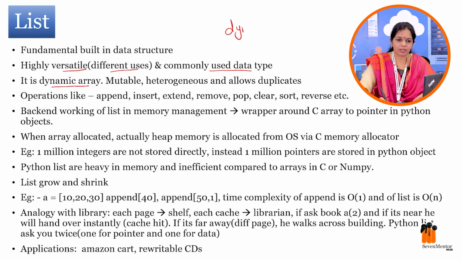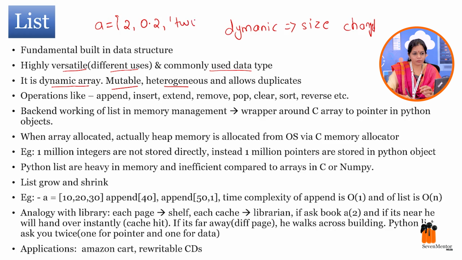It is mutable. Mutable means you can change the elements of the list. Okay, it is heterogeneous. Heterogeneous means it includes different data types. Like in a list A, you can have integer, float and also string. So this is allowed in list. And also duplicates are allowed. You can write 2 twice. Yes, different operations are performed: append, insert, extend, remove, pop, clear, sort, reverse, etc. These are the operations performed on list.